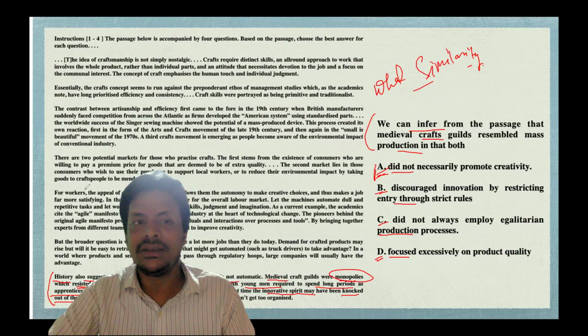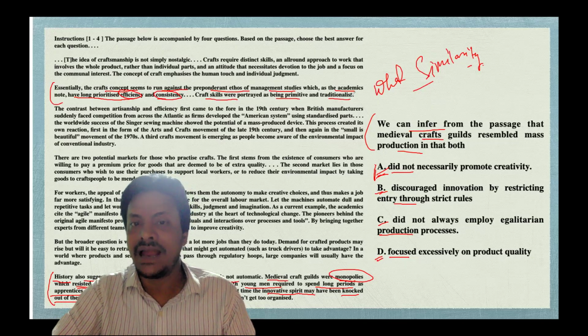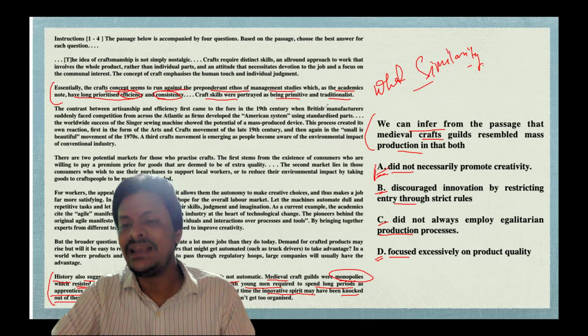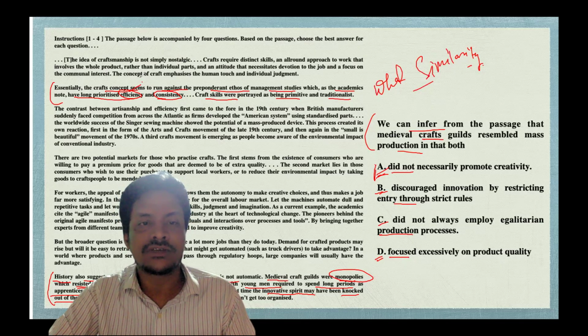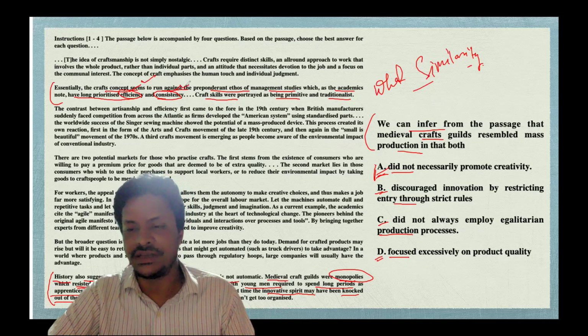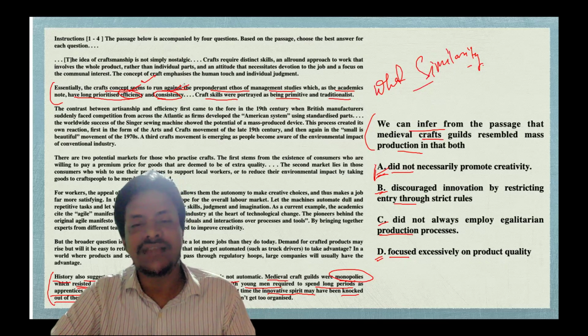Why? Because even in the second paragraph of the passage it is stated that the craft concept seems to run against the preponderant ethos of management studies, which, as the academic notes, have long prioritized efficiency and consistency. So craft skills were portrayed as being primitive and traditionalist. So this clearly indicates that mass production reduces creativity because it focuses on efficiency and consistency, not imagination. Therefore, you can point out option A is correct.